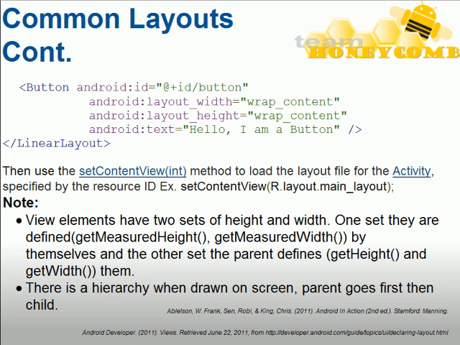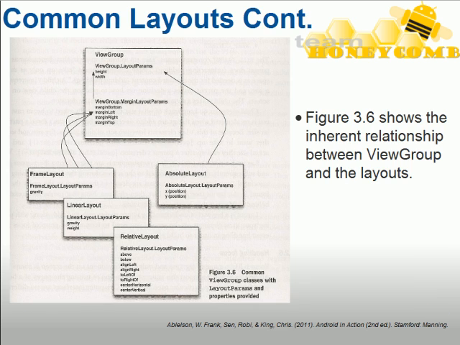Then you use the setContentView(int) method to load the layout file for the activity, specified by the resource ID. Example, setContentView(R.layout.main_layout). Note, view elements have two sets of height and width. One set they define by themselves, getMeasuredHeight and getMeasuredWidth, and the other set, the parent defines for them, getHeight and getWidth. There is a hierarchy when drawn on screen. Parents go first, then child.